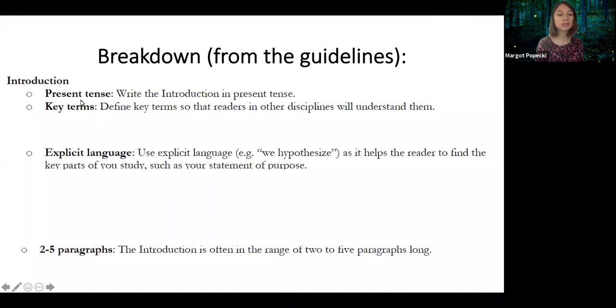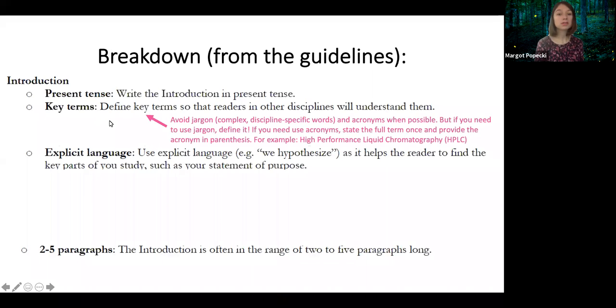We also expect you to define key terms. So in the beginning of the introduction, when you provide background on your topic, you will need to include terms that are specific to your field. This is called jargon because they're not general knowledge. So if you use one of these words, which is unavoidable, just make sure you define it.